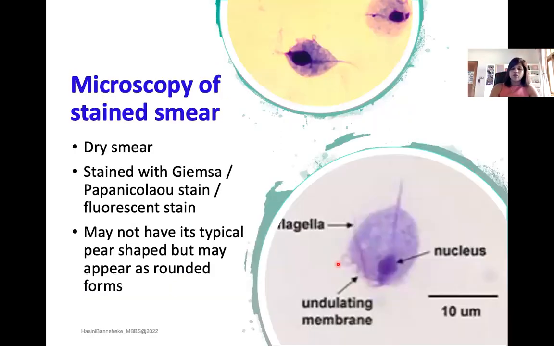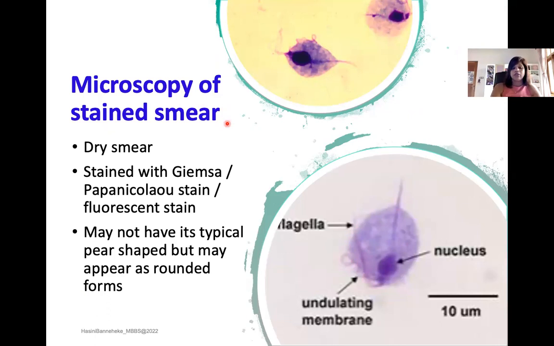Okay. So under the microscope, this is the way you see them. You see the shape and you see the axostyle, the nucleus, the undulating membrane and the flagella. So with those, you recognize them as Trichomonas vaginalis.